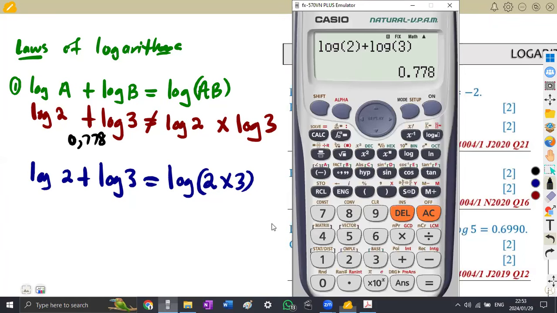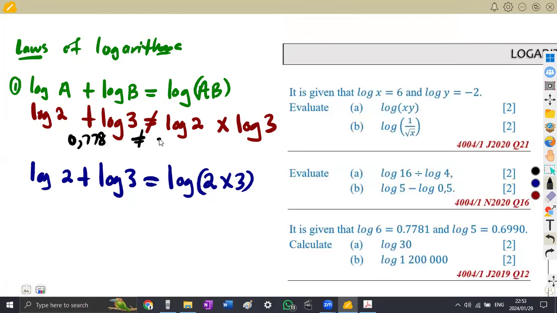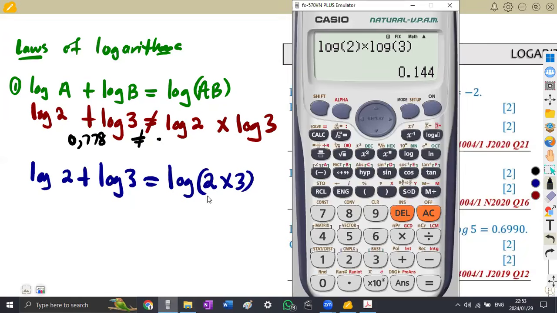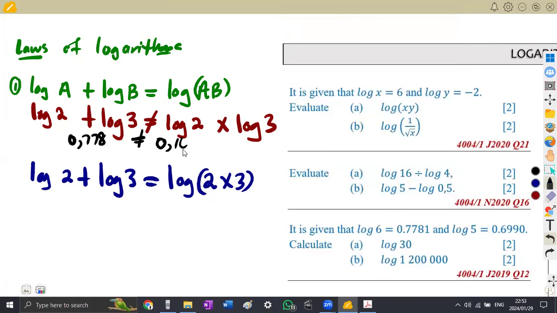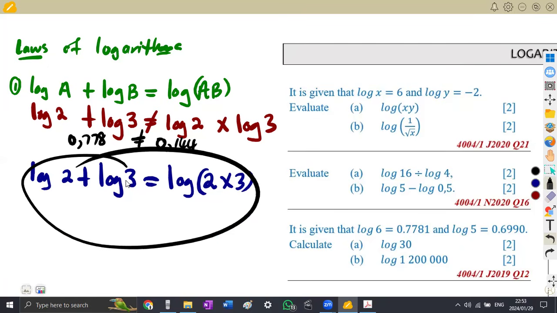No problem. Let us go to the calculator. Log 2 times, I'm just going to put a times here. This is the indication, isn't it? It indicates a times like this. This is 0.144. These two are not the same. What was the answer? 0.144. It's not the same, but these two are the same.